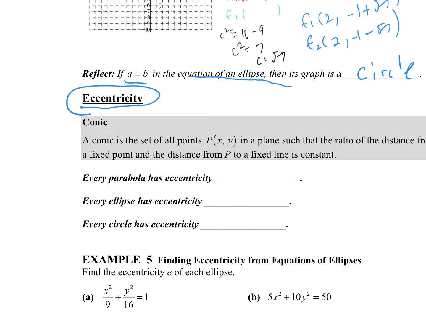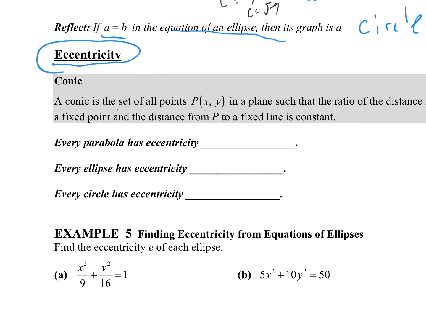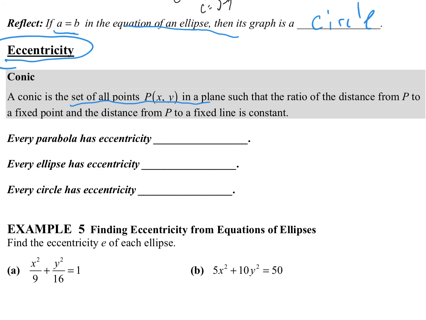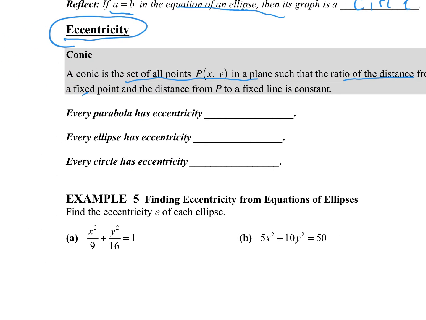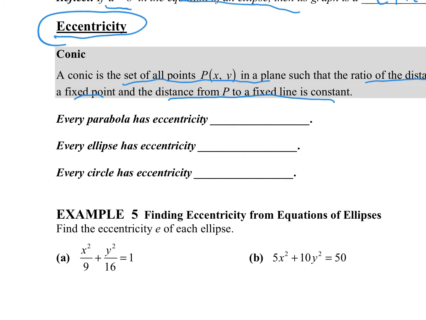All right. A conic is the set of all points P of x in a plane such that the ratio of the distance from P to a fixed point and the distance from P to a fixed line is constant. Okay, interesting.